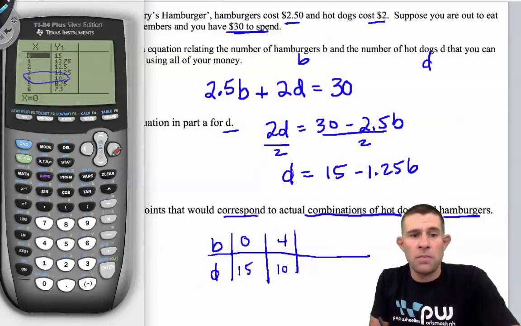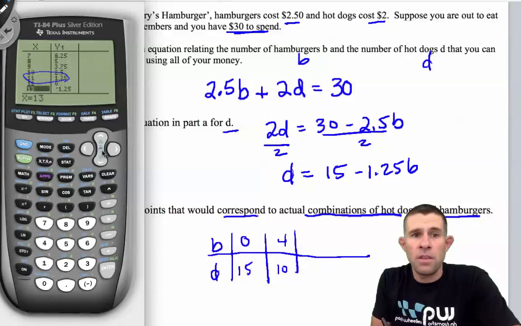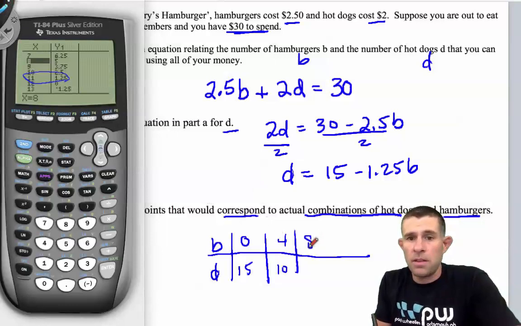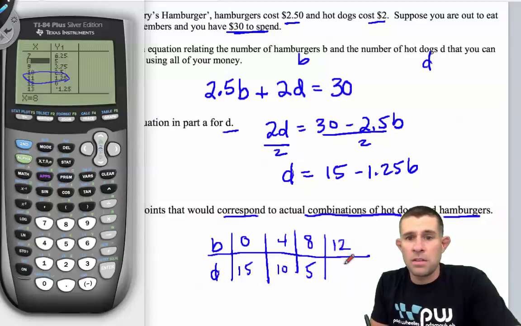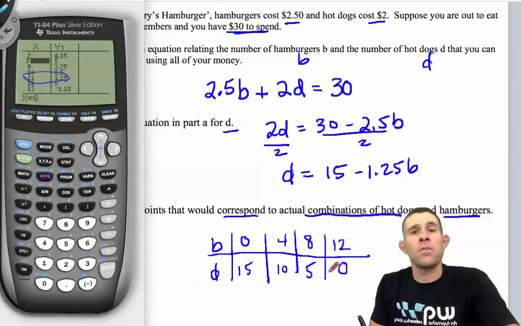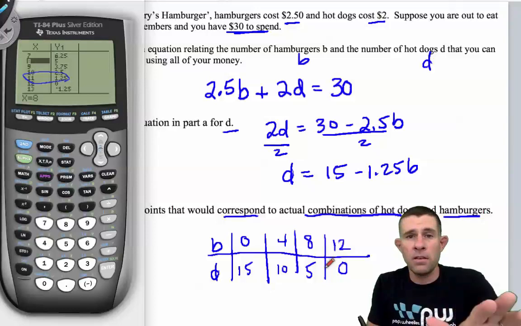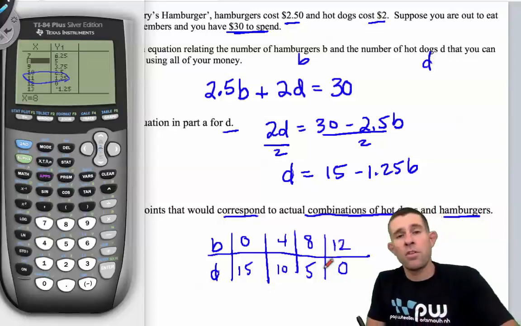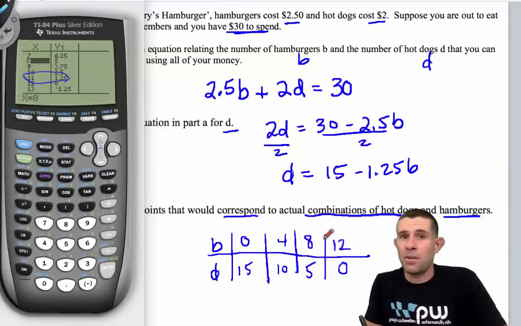Now I'm going to keep scrolling down here on my calculator to see what our next whole number combination is. And there it is right there, 8 and 5. So I'll write that into my list. And then finally, the last combination I could purchase would be 12 burgers and 0 hot dogs. So those are all of the possible combinations of hot dogs and hamburgers I could purchase for $30 at Harry's Hamburger Joint.